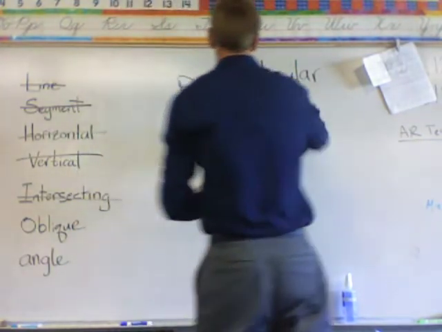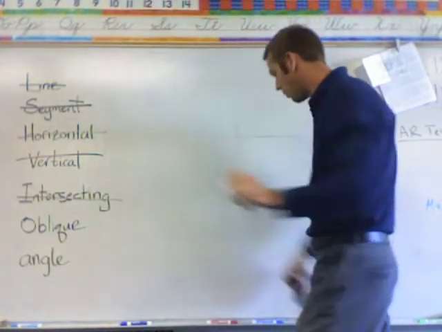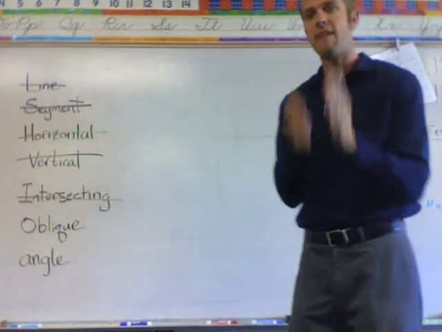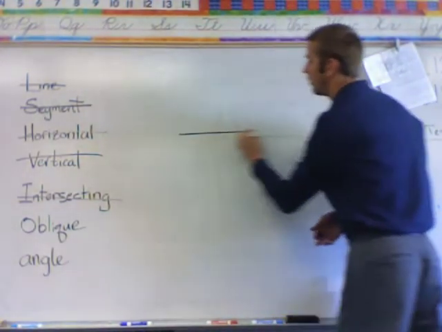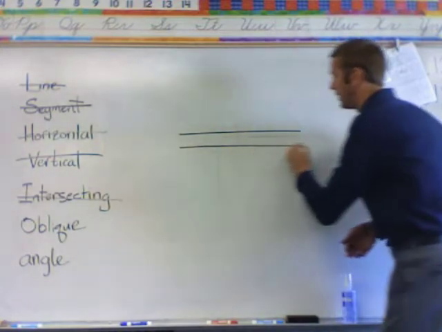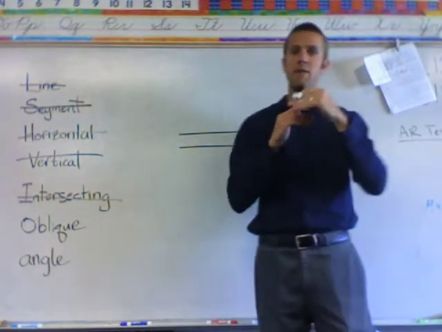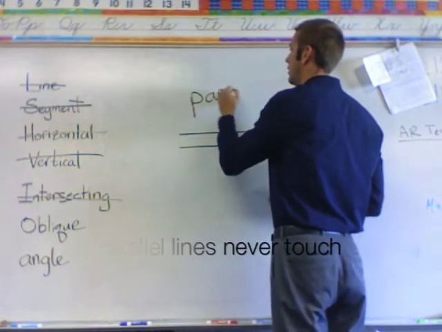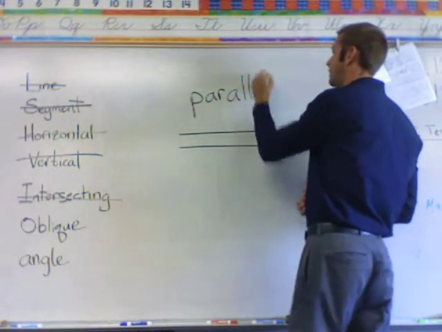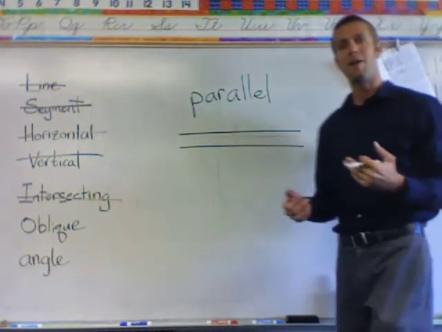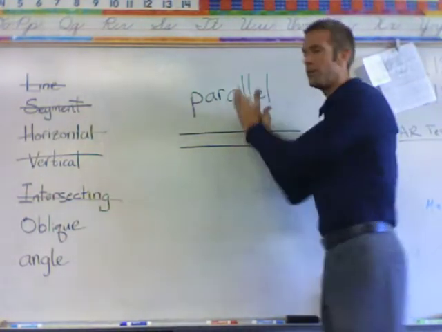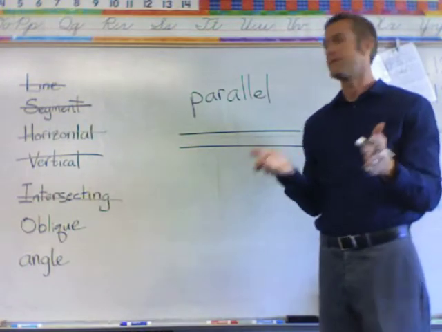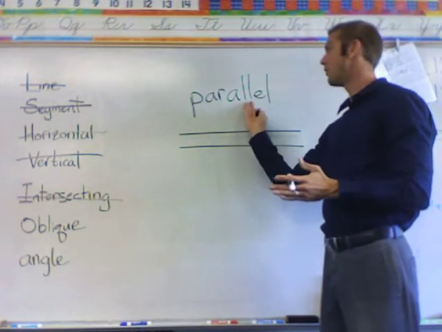Now, if you have 2 lines that don't intersect, and they are running right next to each other and they can never touch, because one is going this way and one is going this way, and they always stay that far apart from each other, you've made parallel lines. Now parallel lines are pretty easy to remember because the word parallel has 2 L's in it that go right next to each other and they never touch. That's parallel.